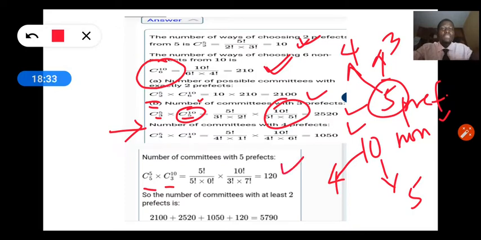So for the final answer, we add all of them together. Since the question is talking about at least 2, that means we could have 3 prefects, 4 prefects, or 5 prefects. Simplifying all of that, this becomes my final answer.